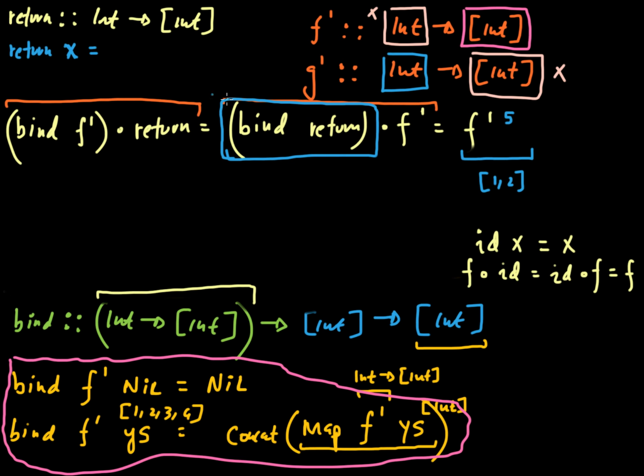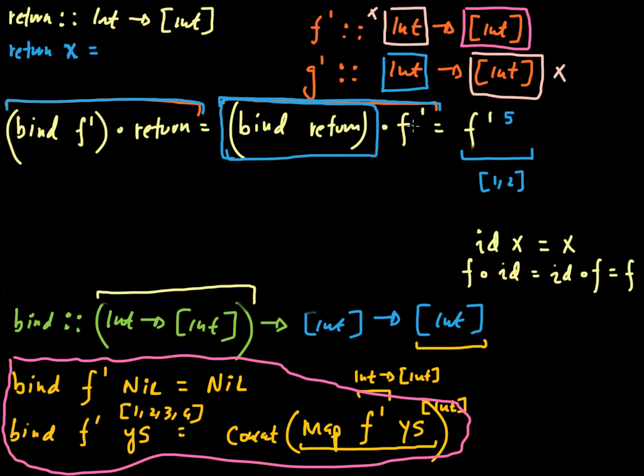What should the output of this entire piece in blue look like? Well, bind of return function composition with f prime, if this entire blue piece takes in as an input some value 5, should give you back as an output again 1, 2. And likewise, whatever this piece over here before the equal sign is, if it takes in just an integer 5, out should come back a list that contains 1, 2, so that this entire monad law holds.